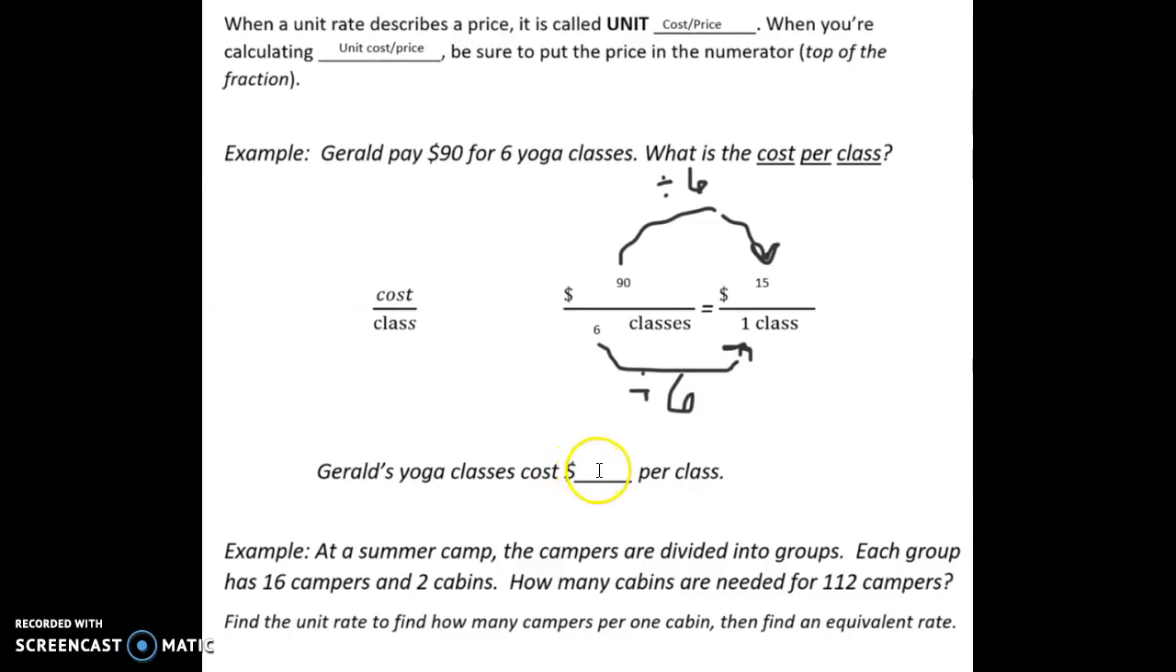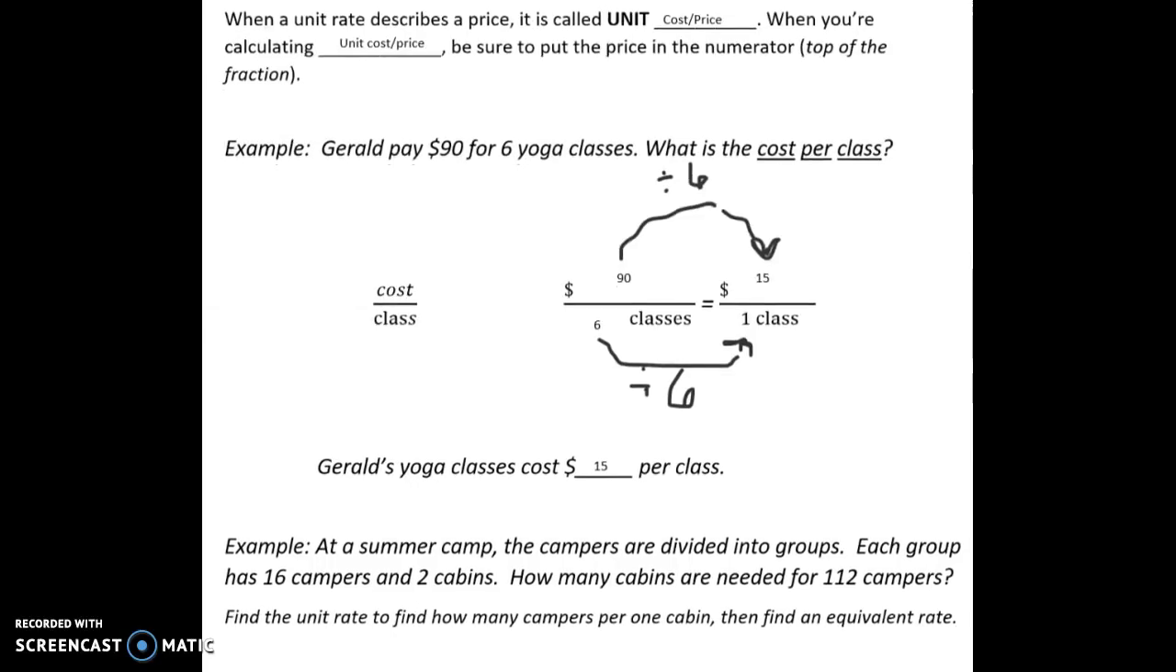So Gerald's yoga classes cost $15 per class, which is about average. Alright, Gerald. So let's see another example. This is going to be a multi-step example. This one is going to be a little bit more difficult and will need a little more thought.